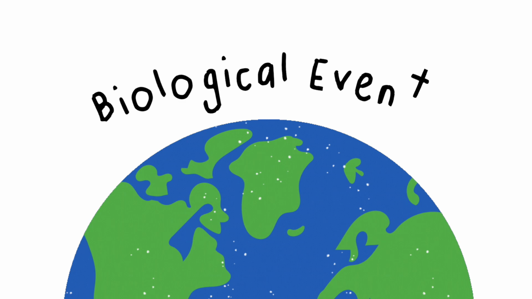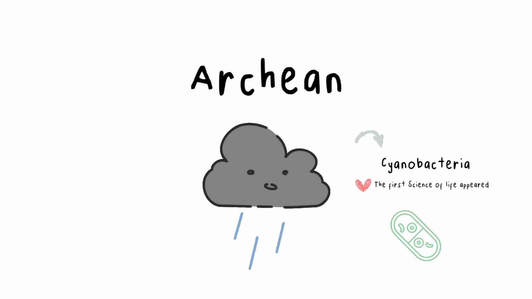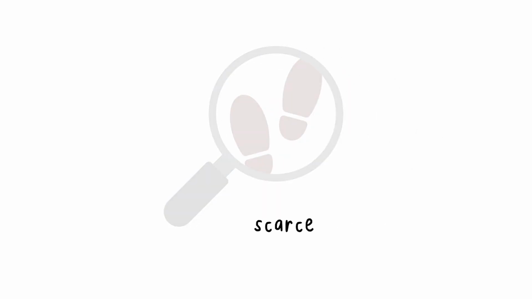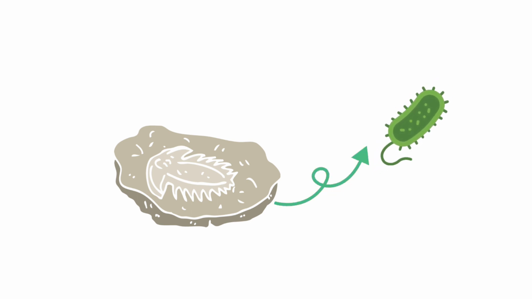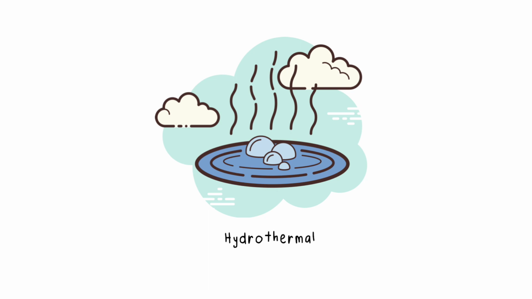Biological events. The Archean Eon is notable for the emergence of life on Earth. While direct evidence of early life forms is scarce, indirect evidence in the form of chemical signatures in ancient rocks suggests the presence of simple single-celled organisms like bacteria and archaea. These microorganisms likely thrived in the nutrient-rich oceans and hydrothermal vents.